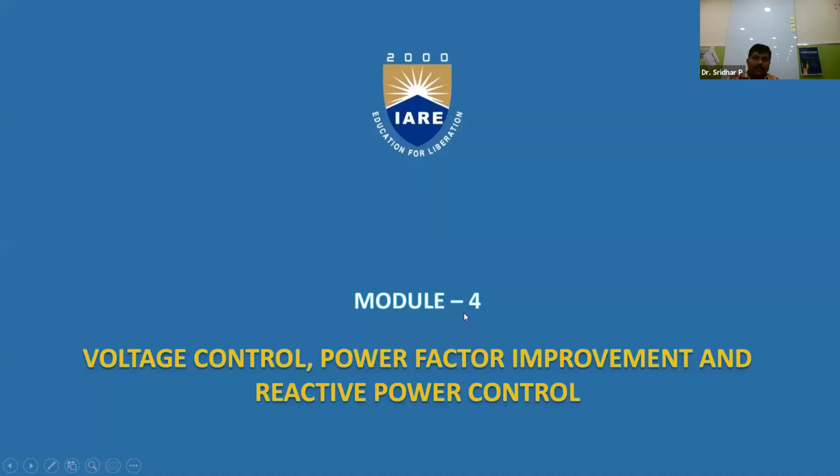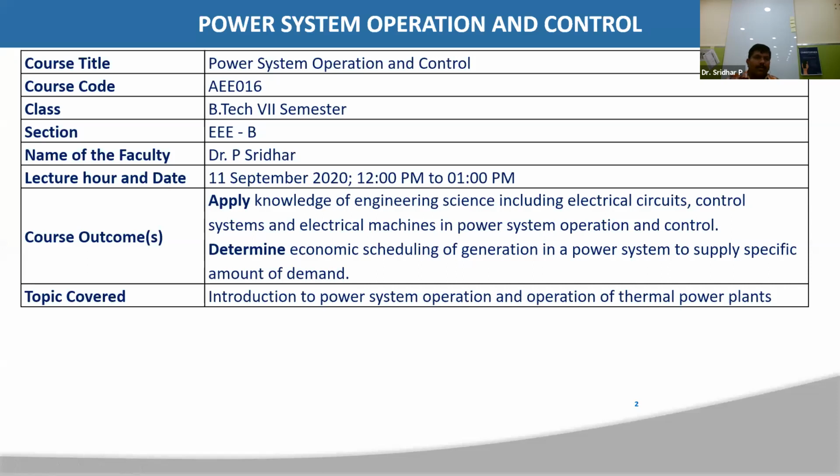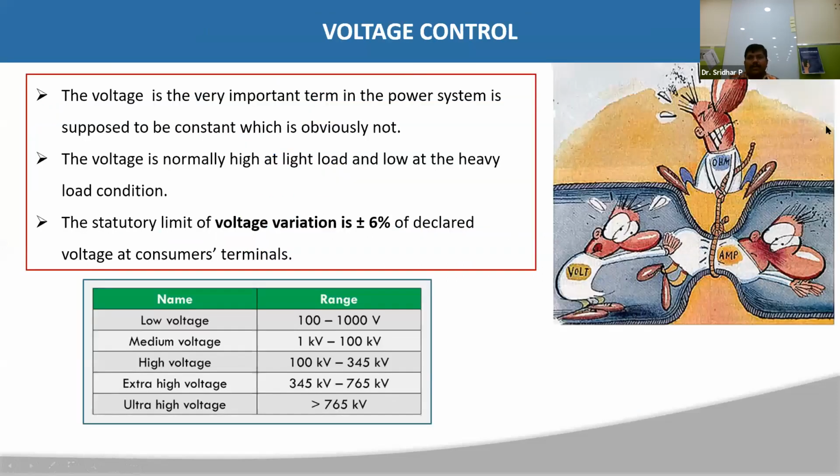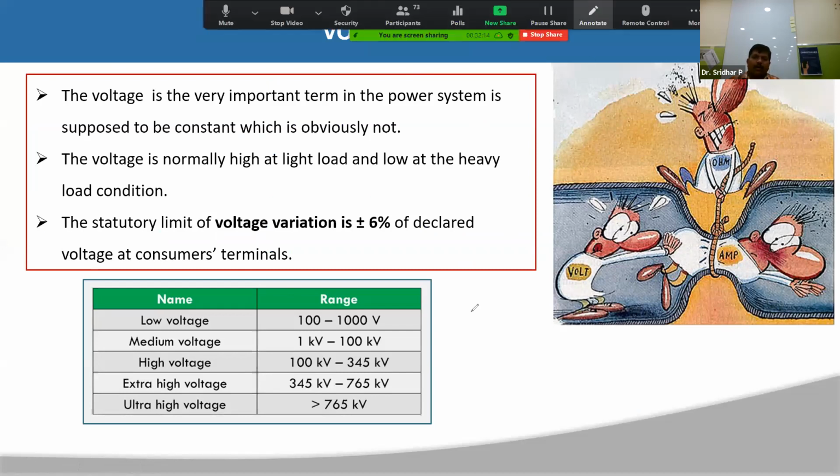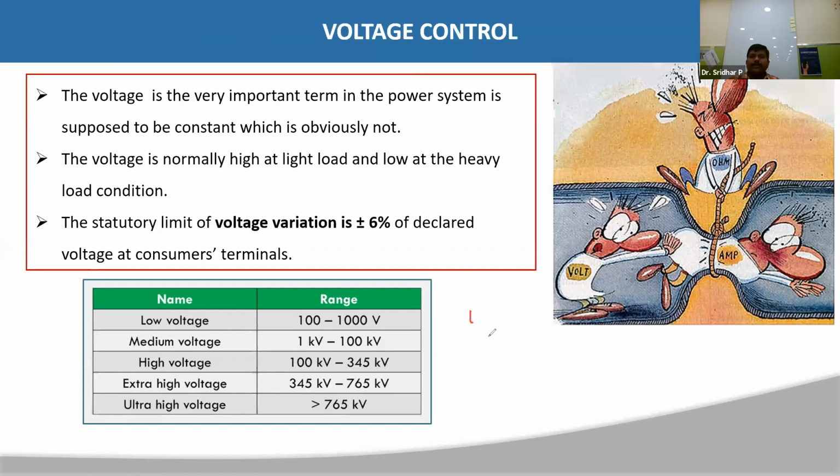Now, what is voltage control? I think we have discussed this already. The voltage is a very important and critical parameter in the power system, and one has to maintain it constant. Compulsorily you have to maintain the voltage constant. Now see here, suppose it is a light load. Light load means the loading conditions are very low, and then there is heavy load. There are two instances. What is the heavy load?